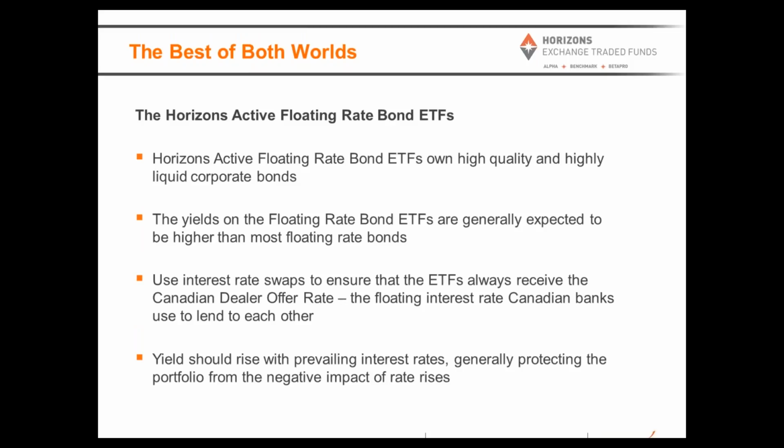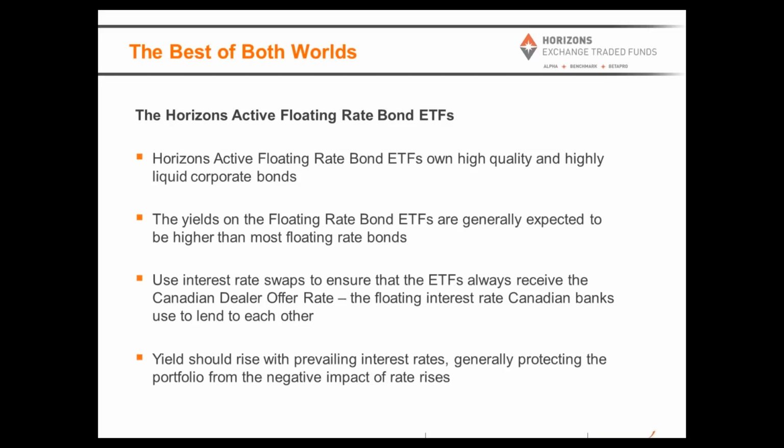So in giving you the best of both worlds, the Horizons Active Floating Rate Bond ETFs own high quality and highly liquid corporate bonds. And the yields on floating rate bond ETFs are generally expected to be higher than most floating rate bonds. We use what's called an interest rate swap to ensure that the ETF, HFR, always receives, and don't be overwhelmed by the verbiage here, the Canadian dealer offer rate, which is the floating interest rate that Canadian banks use to lend to each other.